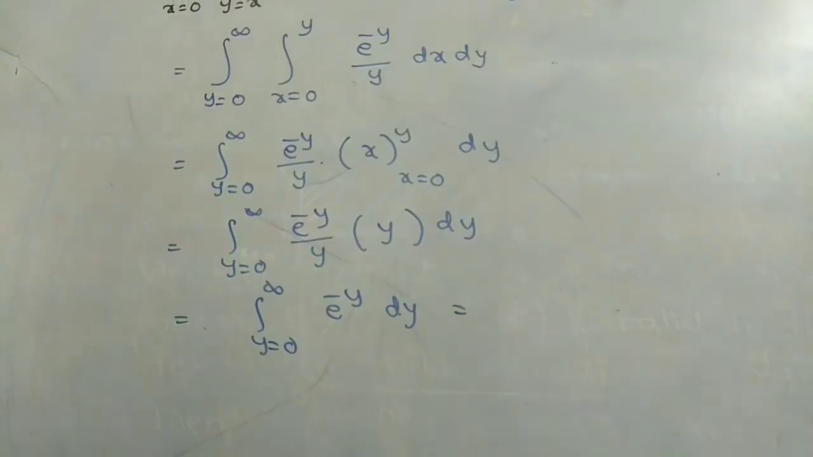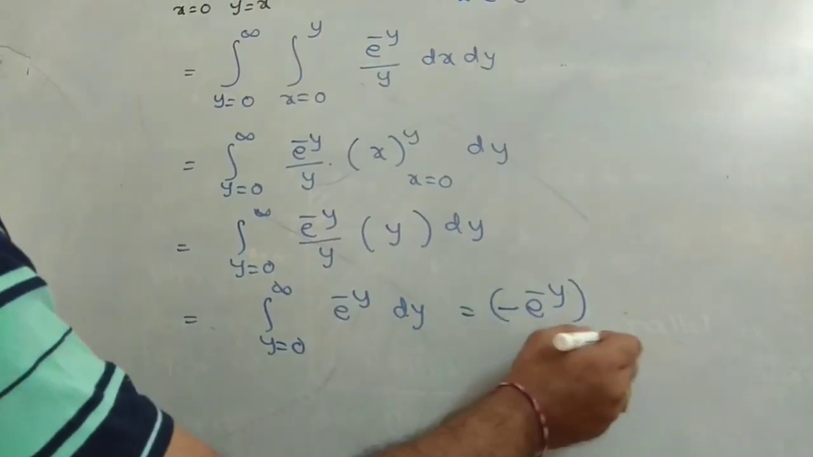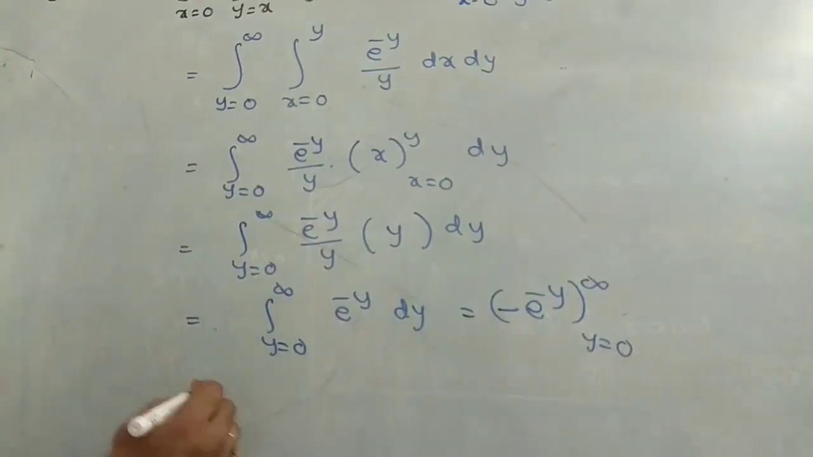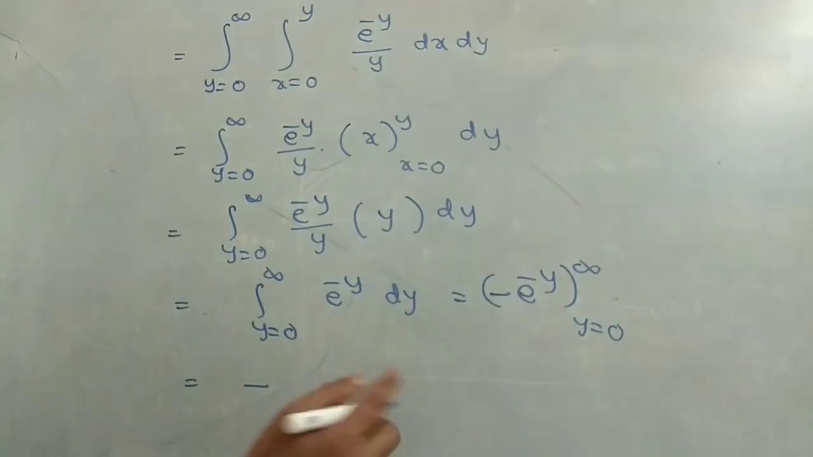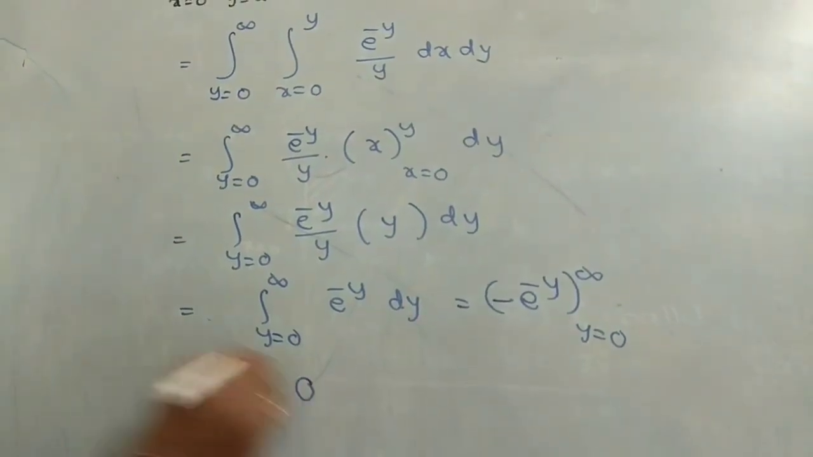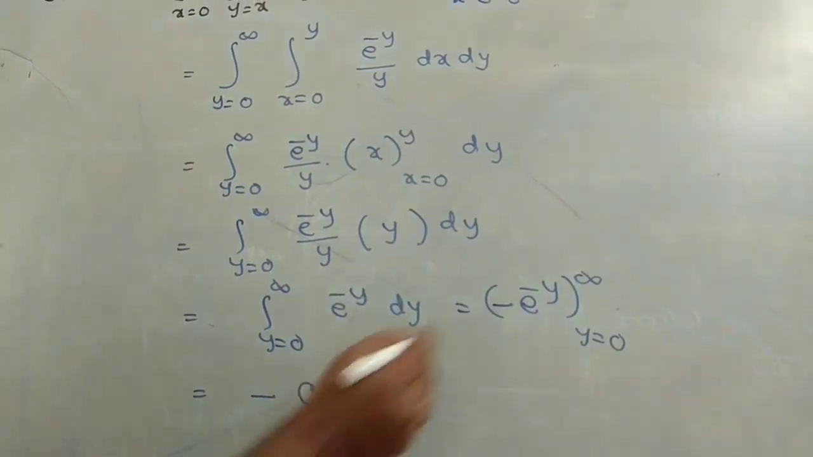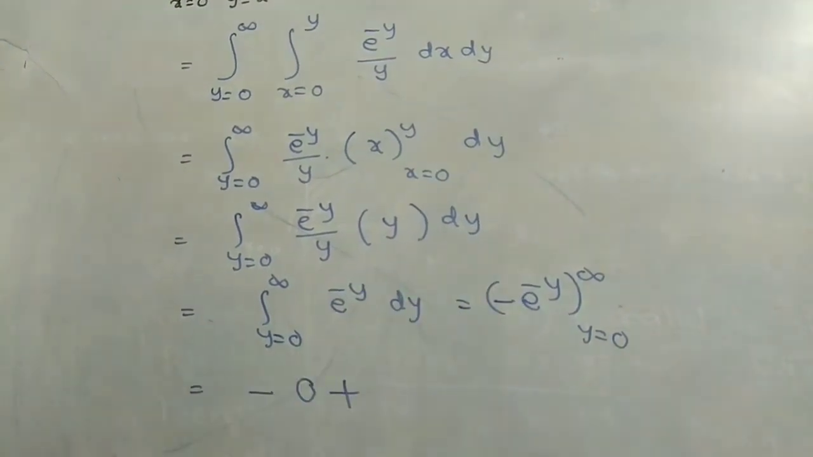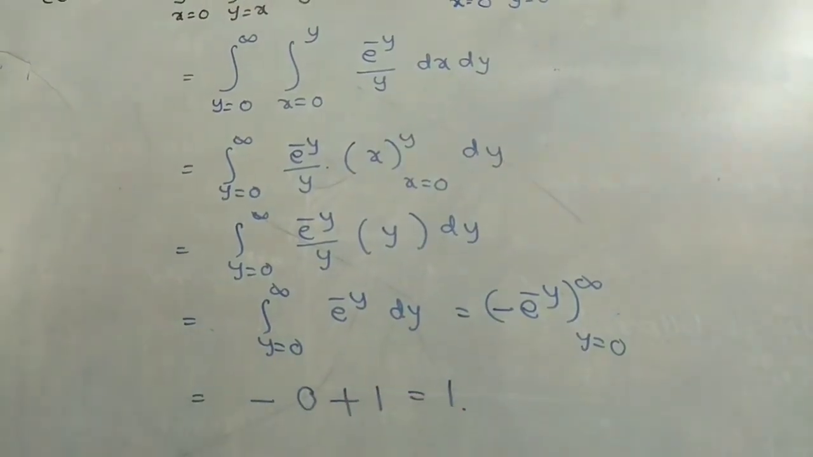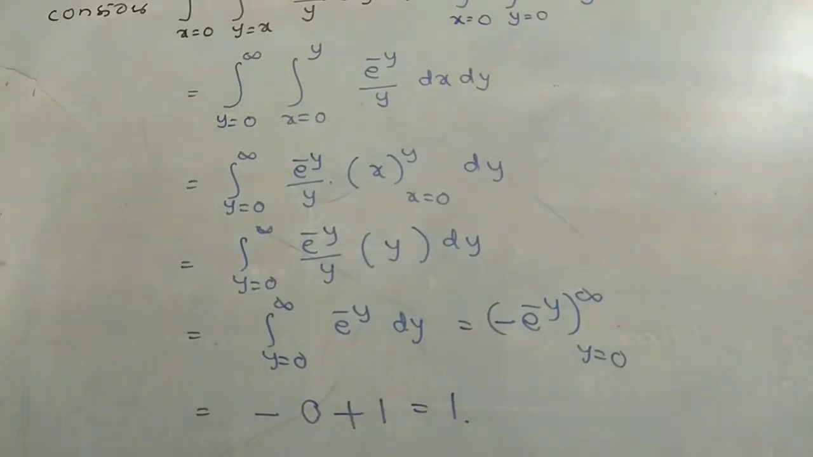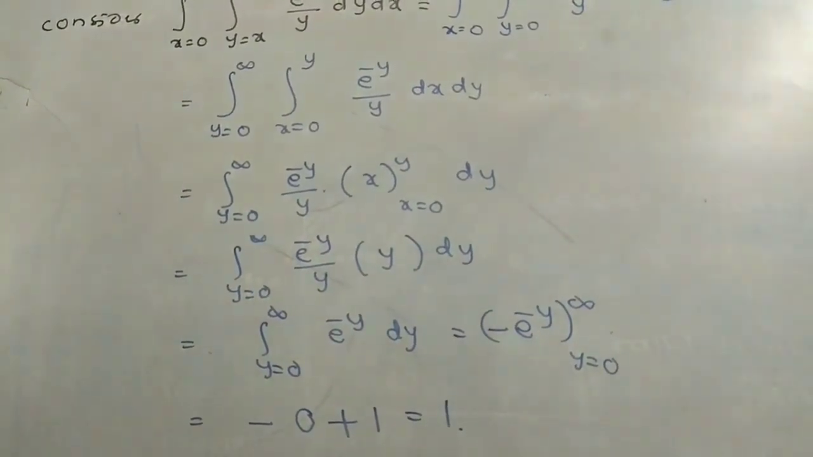What about this e power minus y integration? Minus e power minus y. So you are substituting the limits 0 to infinity. If I write y equal to infinity, e power minus infinity is always taken as 0. For the lower limit, minus, already minus is there, so it becomes plus, and e power 0 is 1. So the final answer is equal to 1. So this is the way you find the integral value by changing the order of integration.